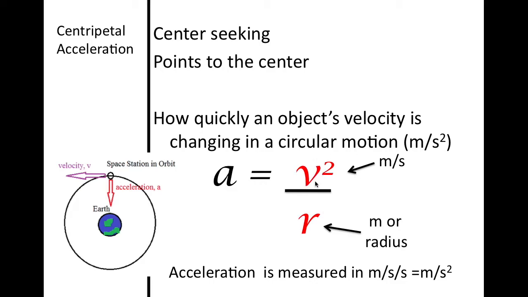Remember that velocity is measured in meters per second, and when you square this, it becomes meters squared per second squared. Radius, the letter r, will be in meters. Acceleration is measured after everything is cancelled. It will be meters per second squared.